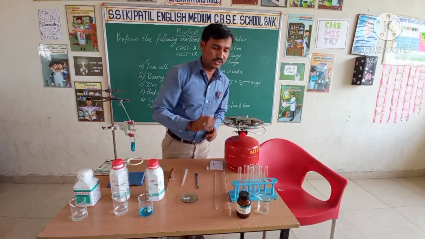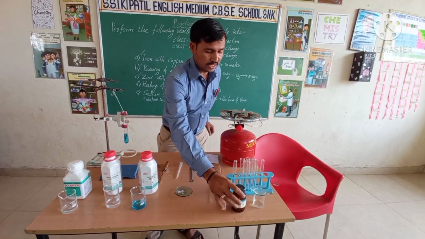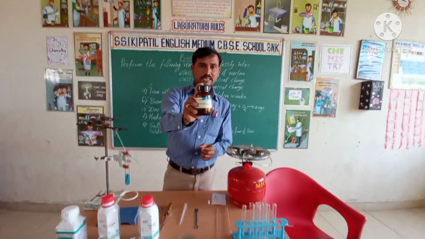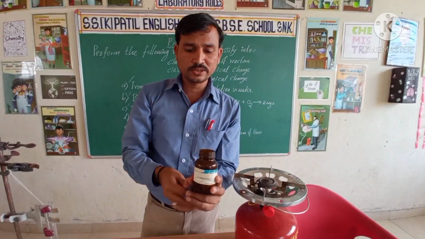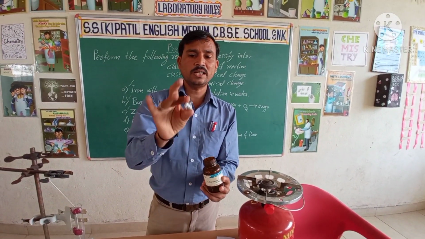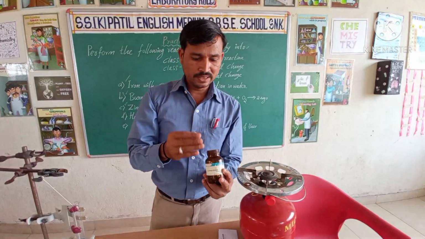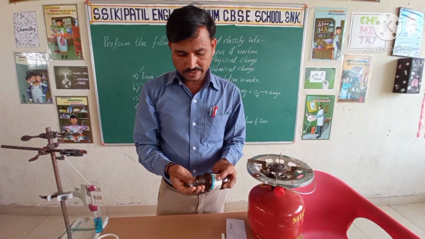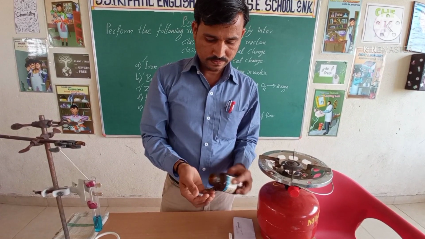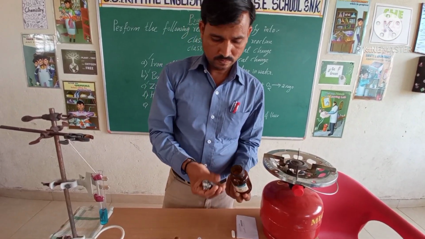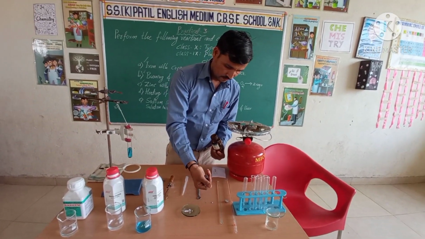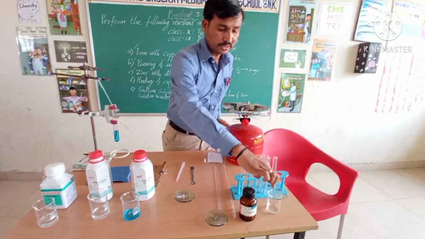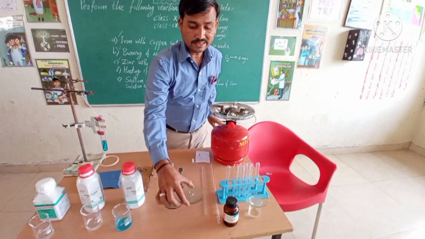Here I arranged a set of apparatus. These are the zinc metal, zinc granules I have, students. I'll show you some samples of zinc granules. See, this is called zinc granules. We'll take a few small pieces of zinc granules and check what happens with dilute hydrochloric acid and zinc metal.